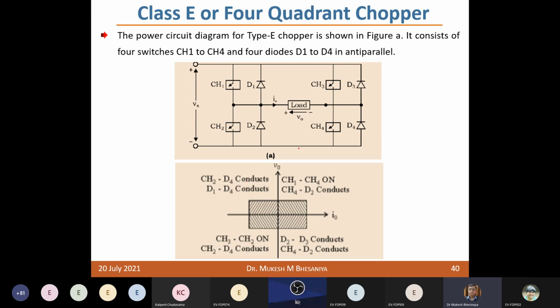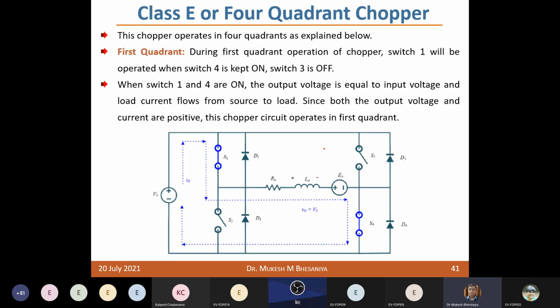The operation will be the same as that of this class A and class B chopper. The only thing is you are combining both these choppers in both directions. So by combining those class A and class B choppers in a different configuration, you can operate your machine in all the 4 quadrants as well. I will not go into detail of this, but these are the different modes of operation. I will share this PPT with you so you can go through all these as well.